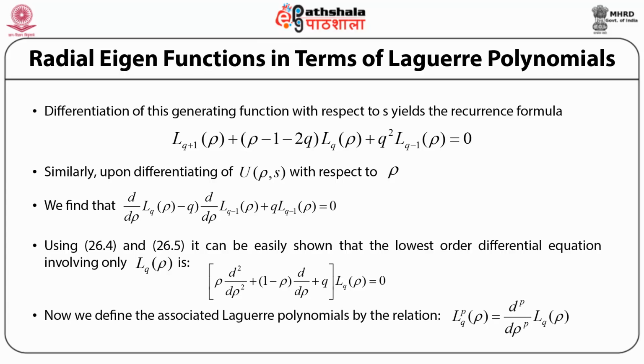Now we define the associated Laguerre polynomials by the relation L_q^p(rho) equal to d^p/d rho^p of L_q(rho).